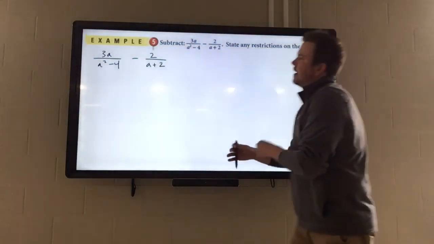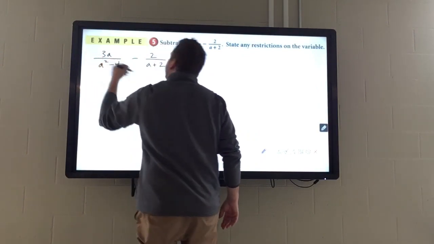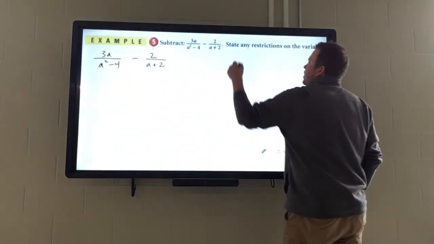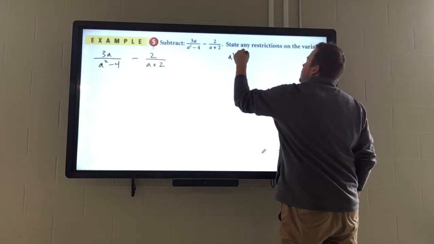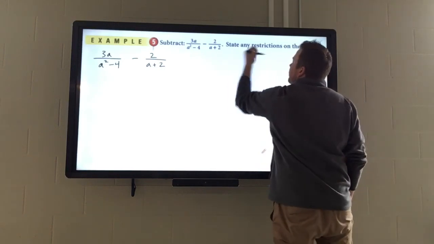Let's start by finding those restrictions again. We like to do that at the beginning. So let's start with that first one. a squared minus 4 is equal to 0. Let's see what makes that equal to 0.